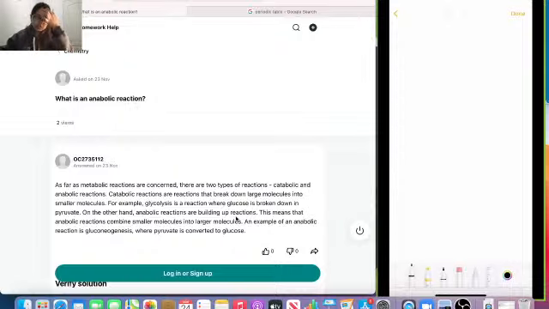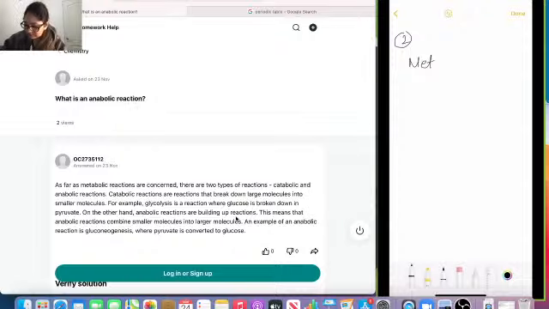Okay, so our second question says, what is an anabolic reaction? And so when we're talking about anabolic reactions, we're actually talking about the main reaction, which is called the metabolic reaction.